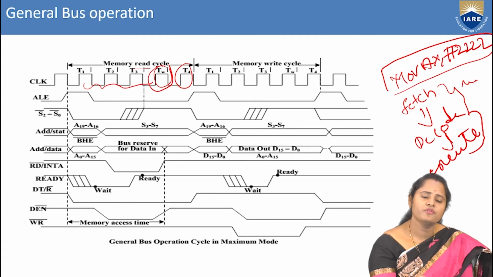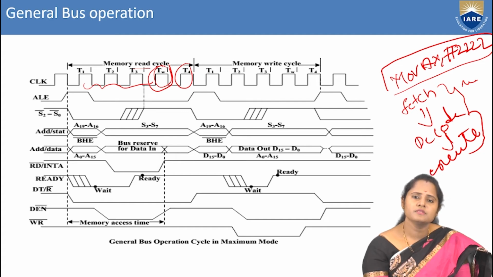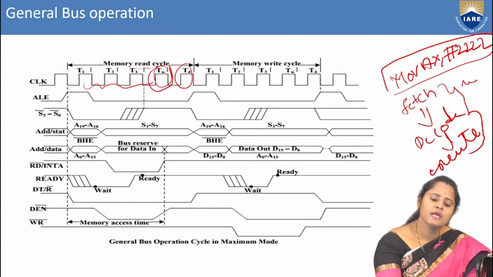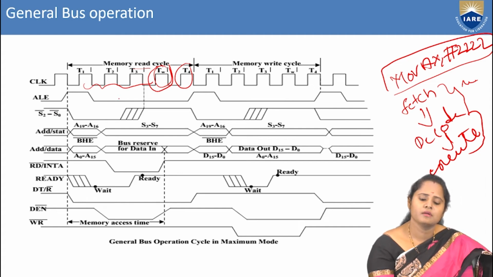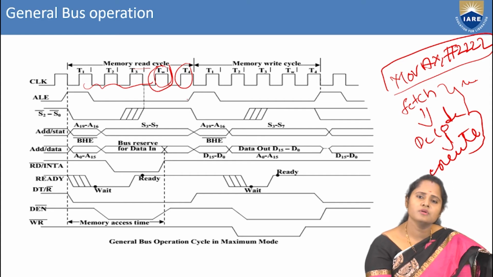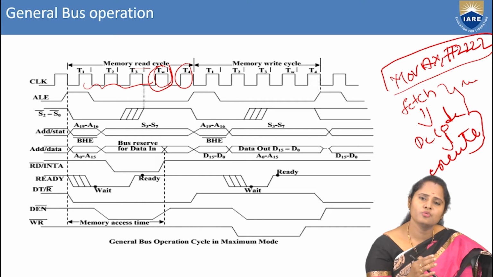See here, first I need to process the data. In order to process the data, first I need to know the address. So the address will be enabled at the first time period, and in the remaining time periods the address will be low. Why? Because once we know the address, from the address we'll take the data. So the first clock pulse is enough in order to take the data.